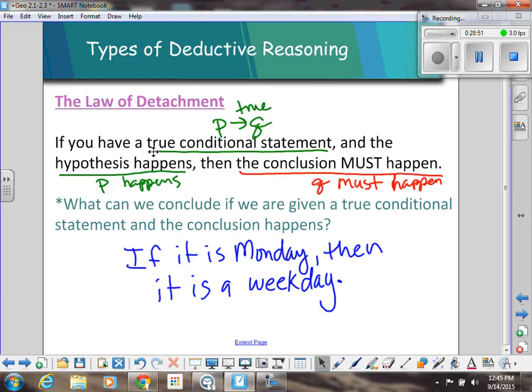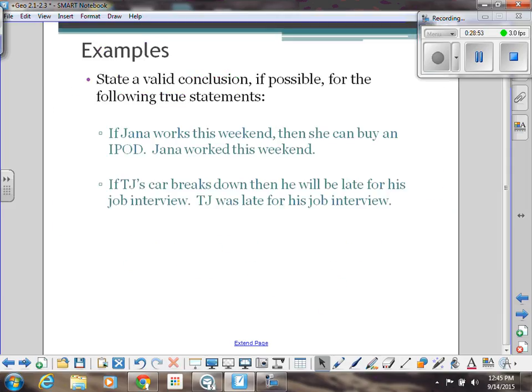Okay, so let's look at some more examples like that. All right, so in this first one, we're going to state a valid conclusion if we can. All right, so they're telling us that these statements are true. So these conditionals are true. If Jana works this weekend, then she can buy an iPod. They're saying that's always true. All right, and then they said Jana worked this weekend. So what is our conclusion?